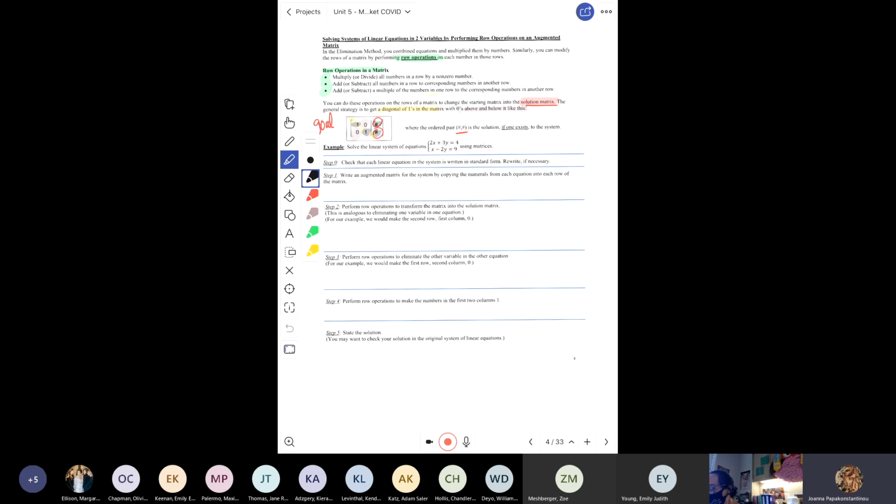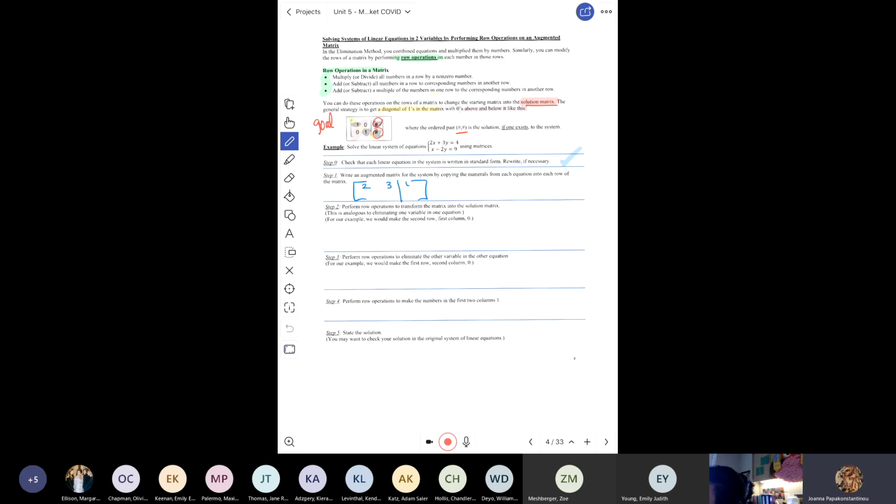Okay, so let's talk about how to perform row operations on this same system to get the same solution that we obtained when we solved it using elimination. So again, when solving, the first thing you want to do is make sure that each equation is written in the same standard form. If not, rewrite it. Are these in the same standard form? Okay, so we're good. So the next step is to write the augmented matrix. So let's write the augmented matrix.